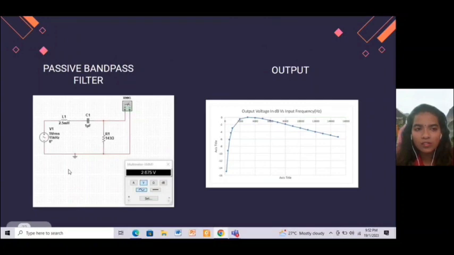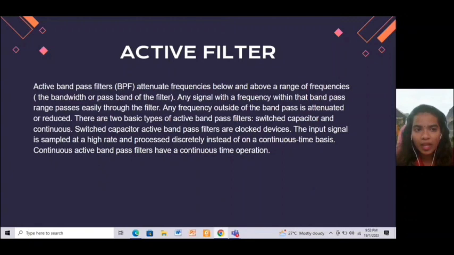So this is the simulation circuit for the passive bandpass filter, where we are using an inductor, capacitor, and resistance, and this is the output. So next is about the active filter.